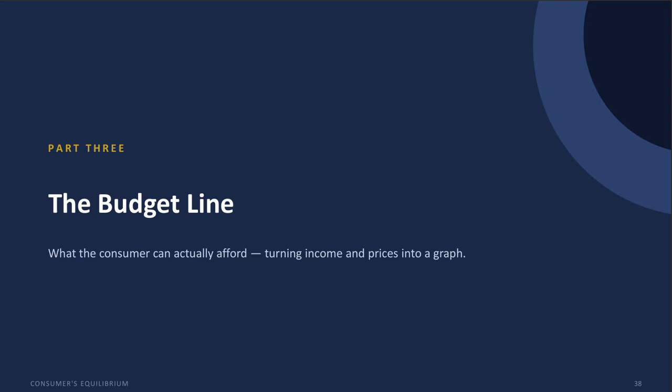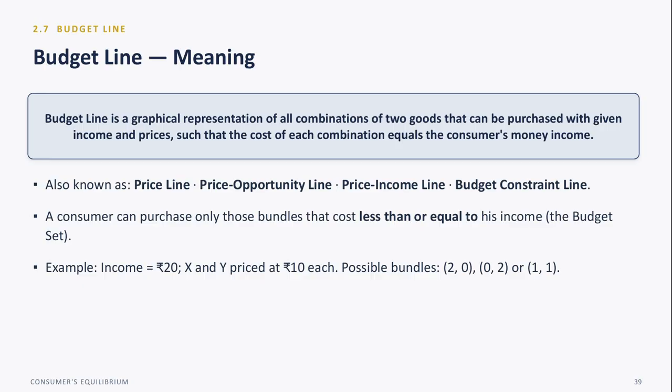Let us talk about the budget line now. So, the budget line is a graphical representation of all combinations of two goods that can be purchased with given income and prices such that the cost of each combination equals the consumer's money income. So, basically, it graphically represents all those combinations of goods which can be purchased with the help of the consumer's limited income, right? The income of the consumer is being used to purchase two goods here, right? Such that the cost of each combination equals the consumer's money income.